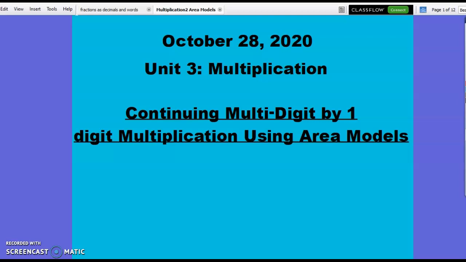Inside of your math journals on a new clean page, please pause the video here and write down the title that is underlined, Continuing Multi-Digit Multiplication by One Digit. So it's multi-digit by one digit multiplication using area models. So pause the video, write down continuing multi-digit by one digit multiplication using area models.